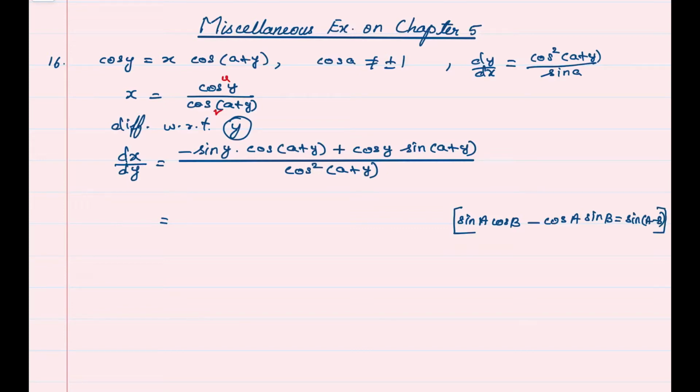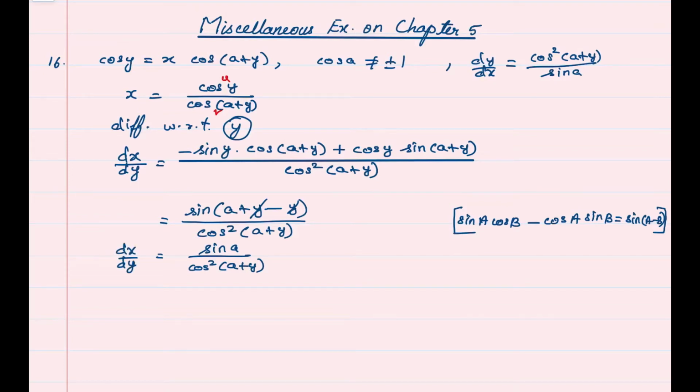So, using this formula in the numerator, we get sin of (a plus y minus y), where the a term is a plus y and b is y, divided by cos square (a plus y). We get sin a divided by cos square (a plus y), and this is the answer of dx upon dy, but we need to write dy upon dx. Therefore, we will write the reciprocals. Dy by dx is equal to cos square (a plus y) upon sin a.